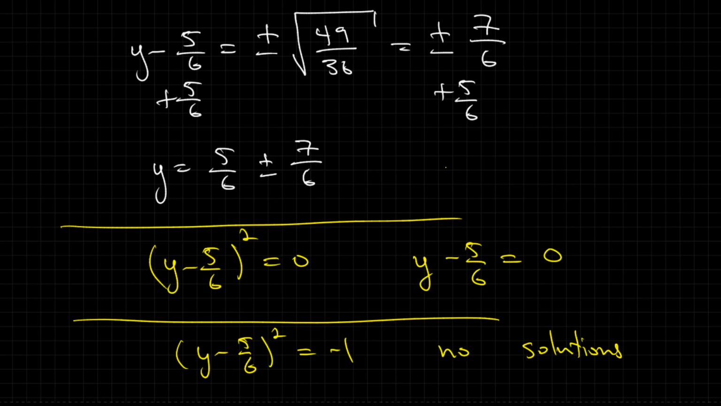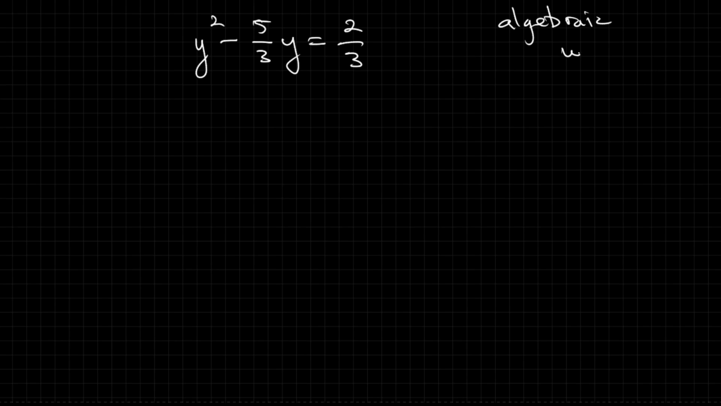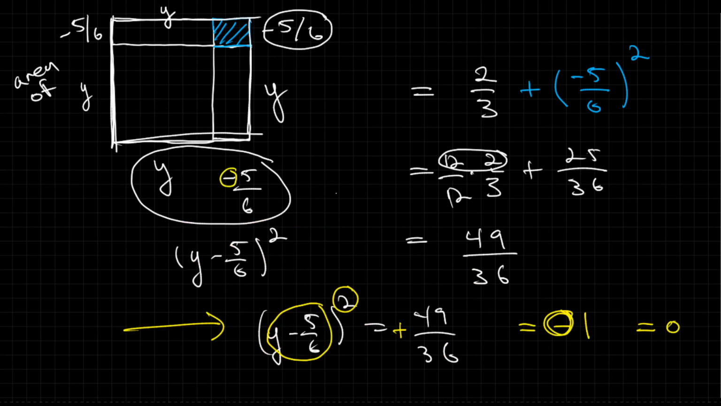Now that's how I like to go about completing the square, but there's an algebraic way to do this as well. So let's work on this same problem. Now in the algebraic way, you still have to get to a form that looks like y squared plus or minus a number times y equals some other number. So this here is going to be the algebraic way. Now, in order to tell you the algebraic way, let's make an observation over here about the geometric way.